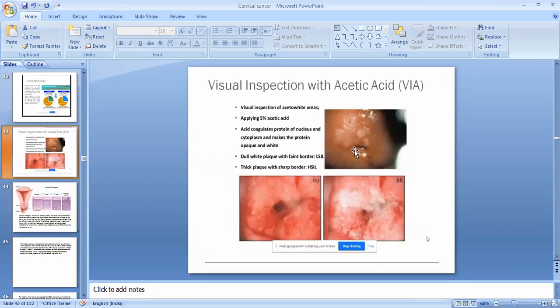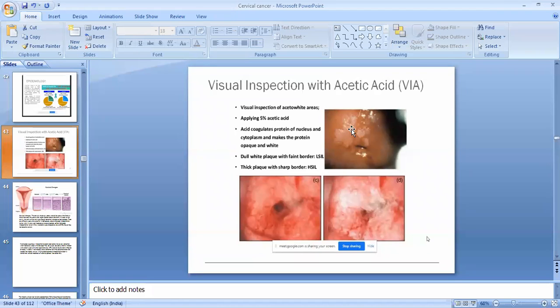This is how we see the lesions if we go for VIA, the visual inspection with acetic acid. People apply 5% acetic acid on the mouth of the cervix, and then the abnormal cells appear in a different way. On looking at the opaque cells, we can grade these lesions, whether it is LSIL or HSIL.